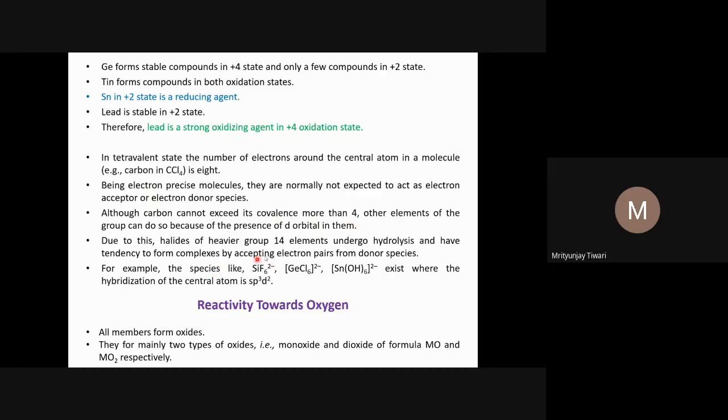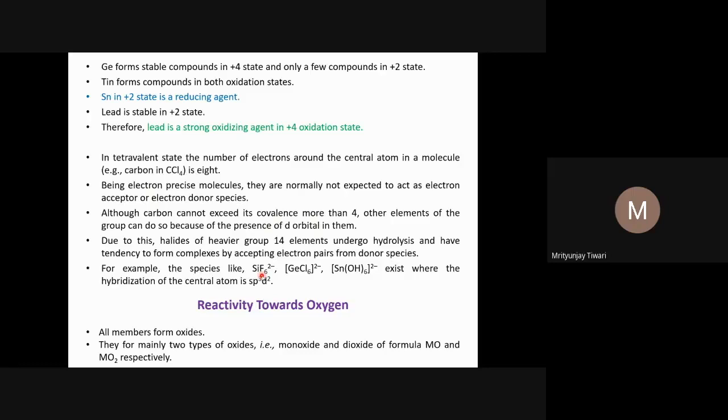And due to this, halides of heavier group 14 elements undergo hydrolysis and have a tendency to form complexes by accepting electron pairs from donor species. Because these heavier elements, meaning other than carbon, from silicon onwards, silicon, germanium, tin, lead, have vacant d orbitals, they can accept a lone pair of electrons in those vacant d orbitals from electron rich species, for example water, halides, and so on. And so one can see the expanded octet.